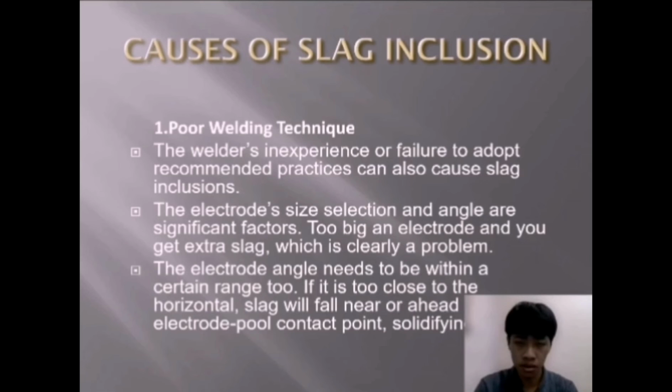The causes of slag inclusion. First, welding technique. An inexperienced welder or failure to adopt recommended practice can also cause slag inclusion. The electrode size selection and angle are significant factors. Too big an electrode and you get extra slag, which is clearly a problem. The electrode angle needs to be within a certain range too. If it is too close to the horizontal, slag can fail to float out before solidifying.